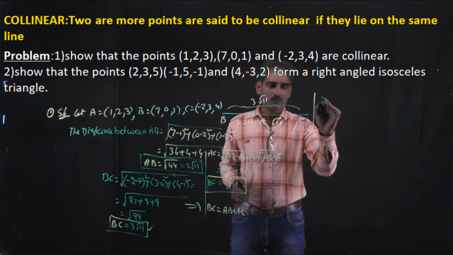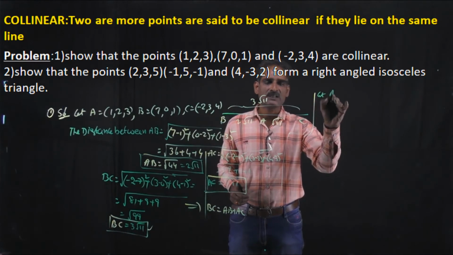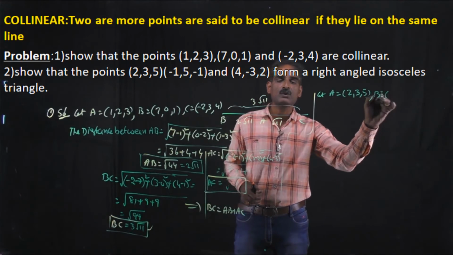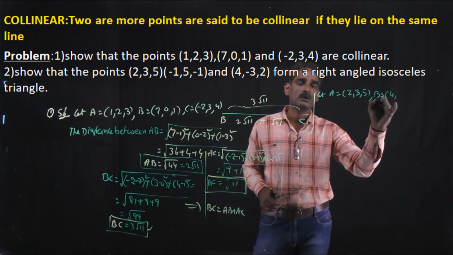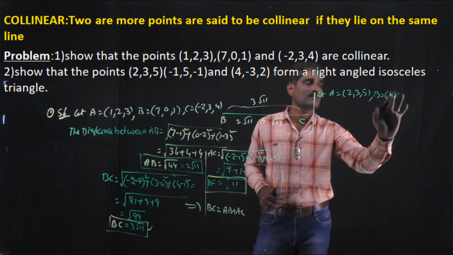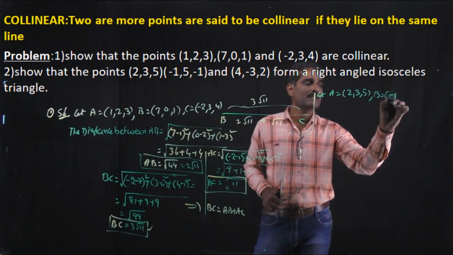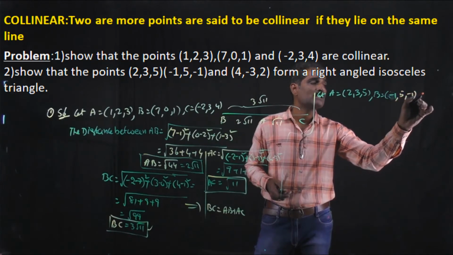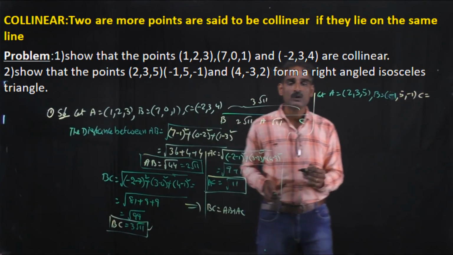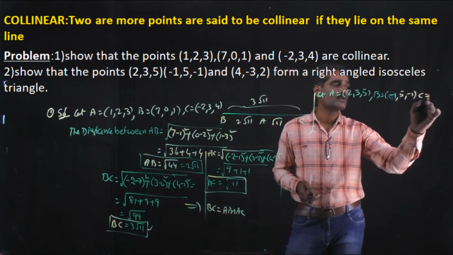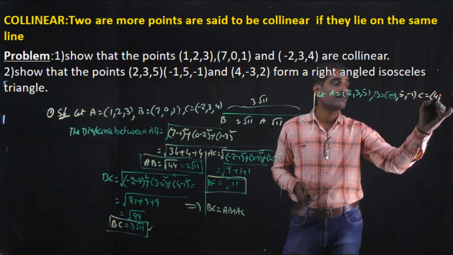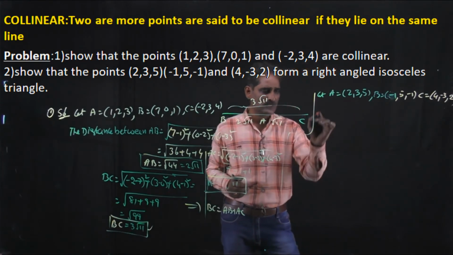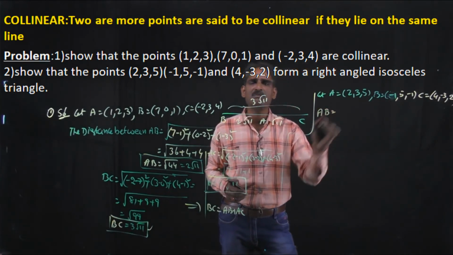So here, let us take A equal to (2, 3, 5), B equal to (-1, 5, -1), and C equal to (4, -3, 2). These are the coordinates of the 3 points. Just find out these three lengths: AB, BC, CA.